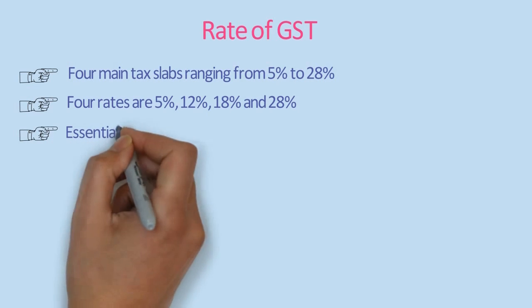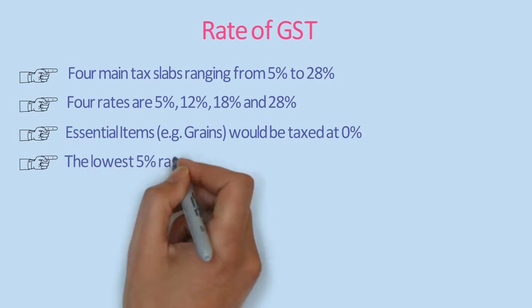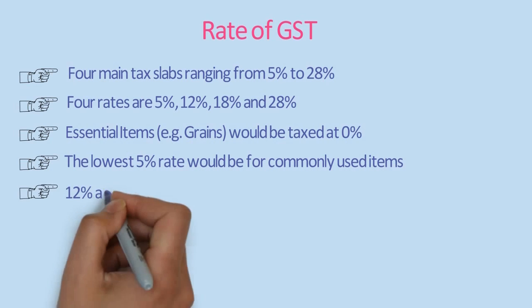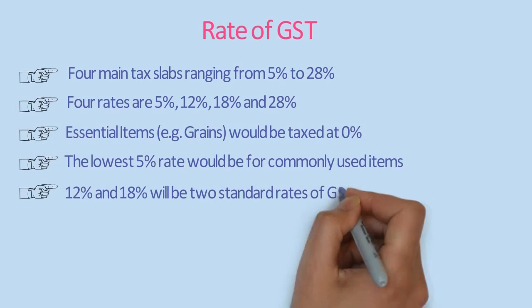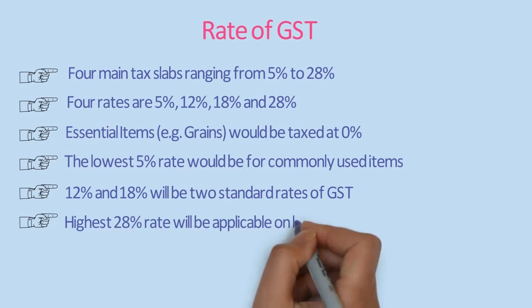According to government, essential items including food items will be taxed at 0%. The lowest 5% rate would be for commonly used items, while 12% and 18% will be the 2 standard rates. The highest 28% will be applicable on luxury items.